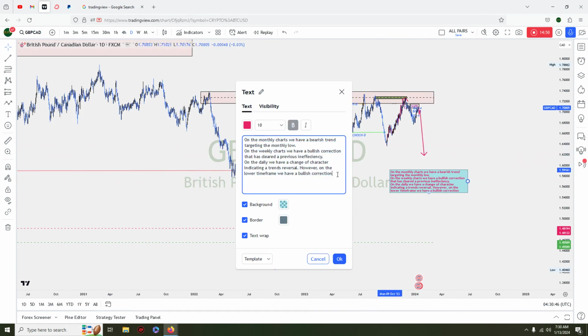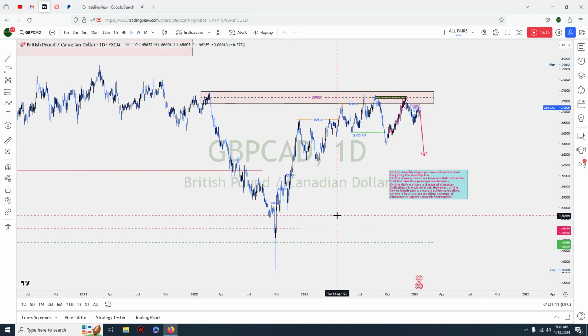So we come back and update our notes on the 4 hour. We are awaiting a change of character to signify a bearish continuation. So that's how we'll do our top-down analysis.